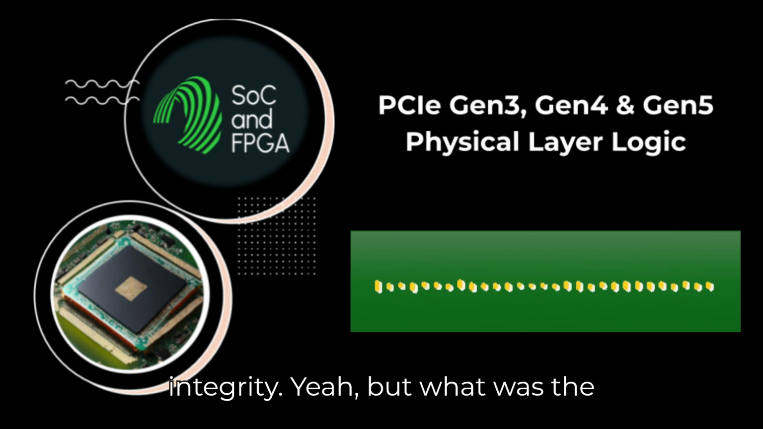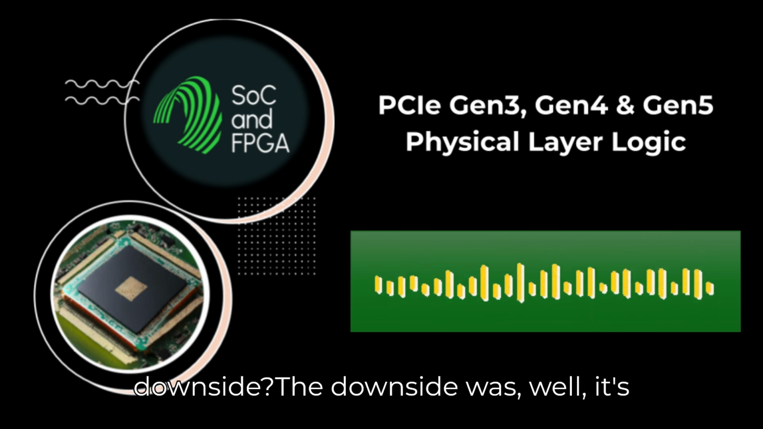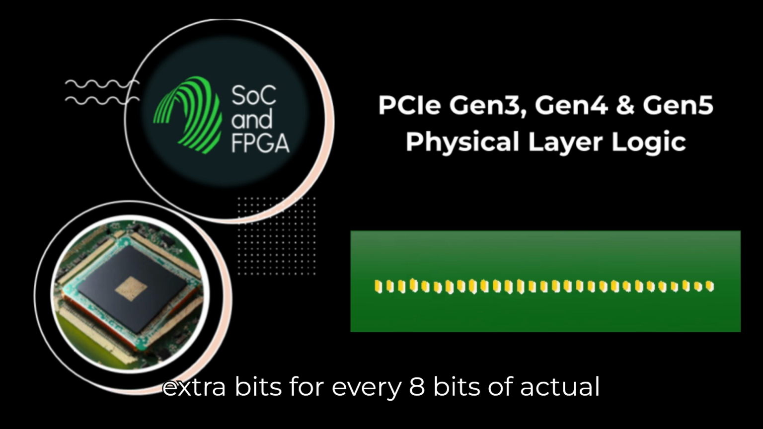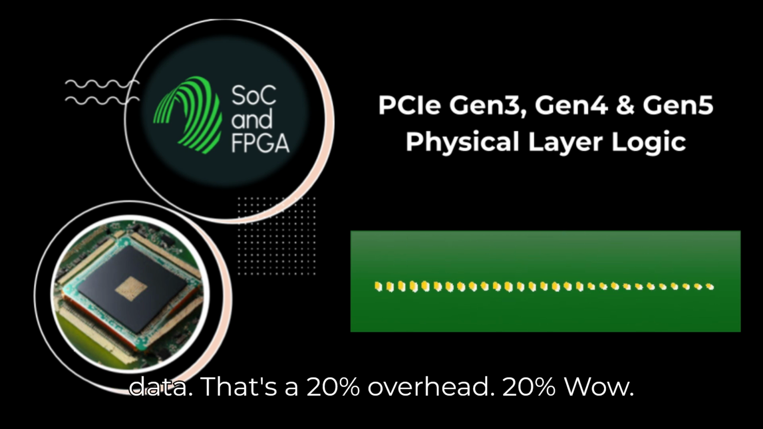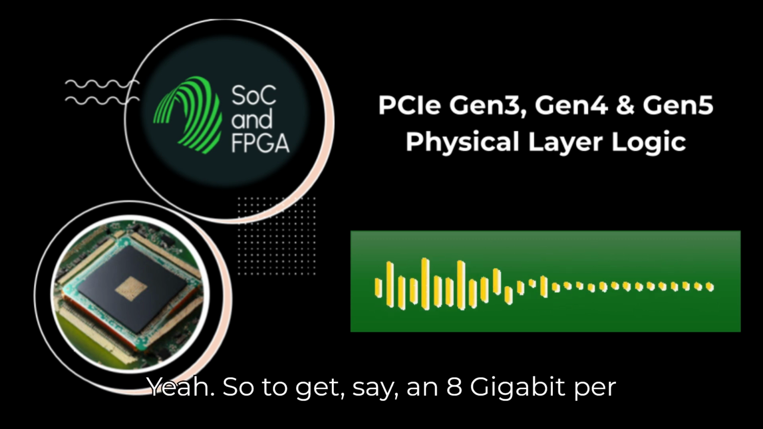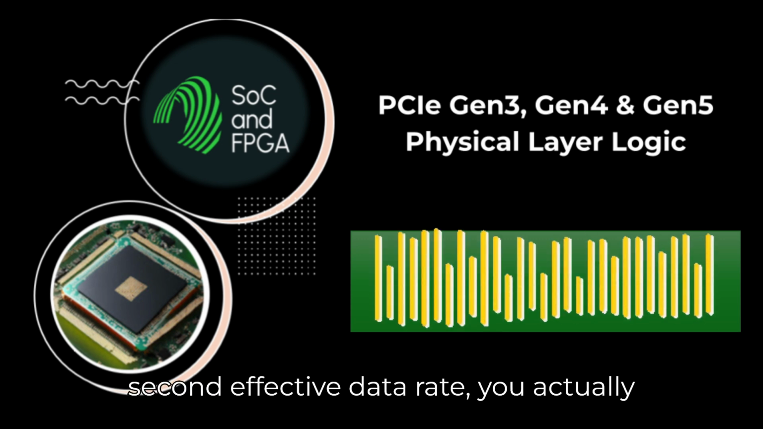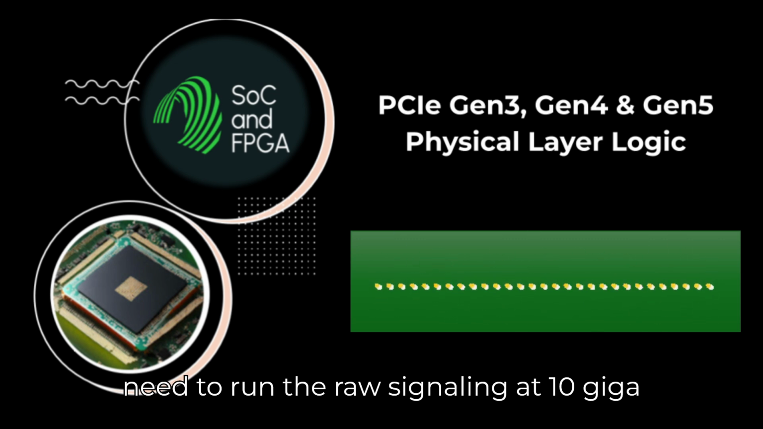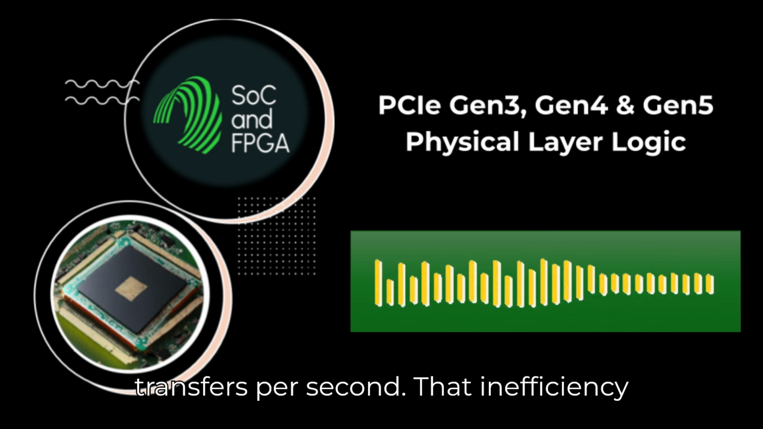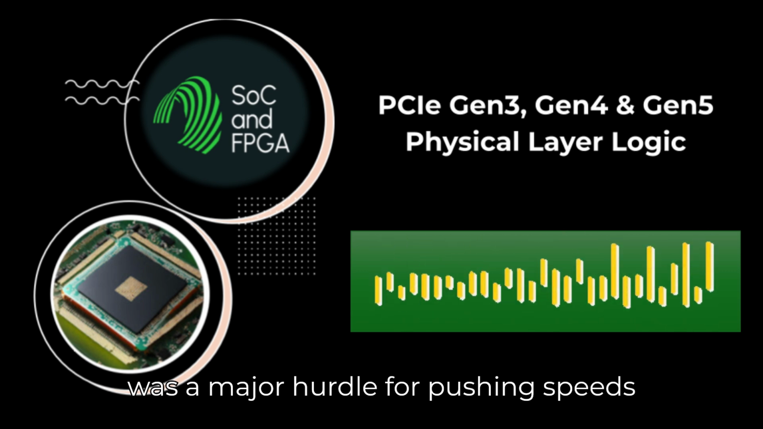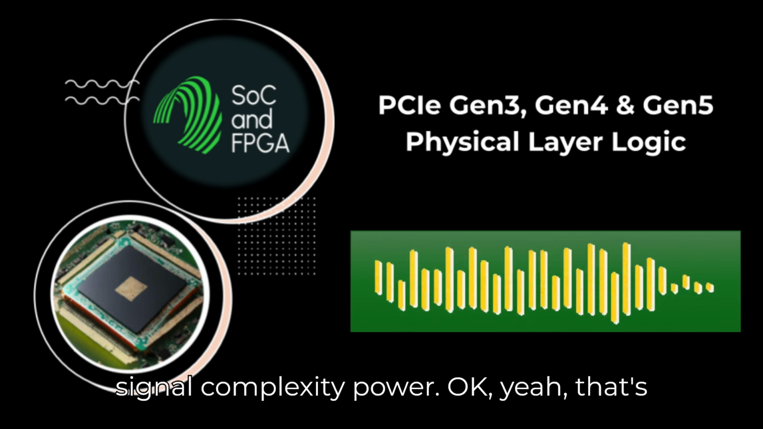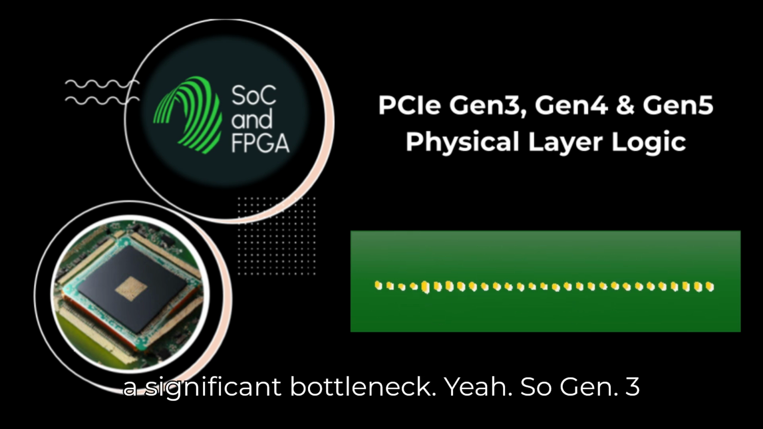Yeah. But what was the downside? The downside was, well, it's right there in the name, 8B10B. That's 2 extra bits for every 8 bits of actual data. That's a 20% overhead. 20%. Wow. Yeah. So to get, say, an 8 gigabit per second effective data rate, you actually need to run the raw signaling at 10 gigatransfers per second. That inefficiency was a major hurdle for pushing speeds higher. It just cost too much in terms of signal complexity, power. Okay, yeah, that's a significant bottleneck.